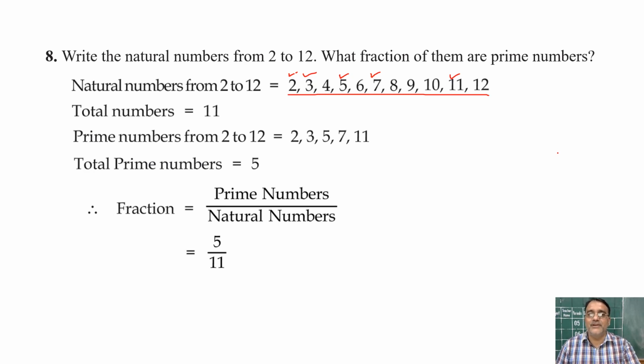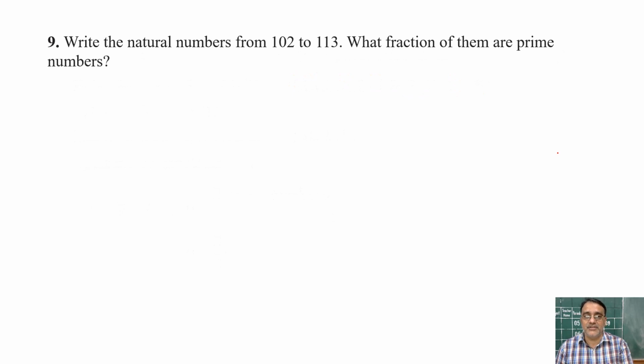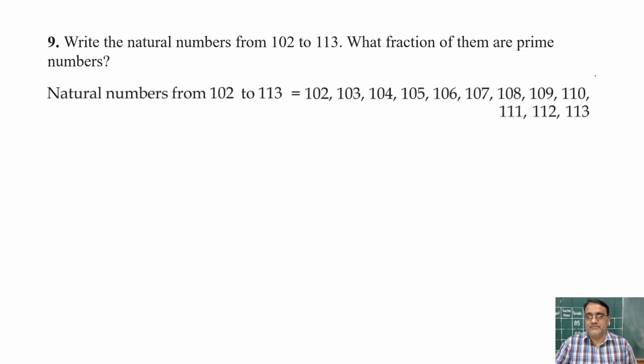Now we are moving towards the 9th question. Write the natural numbers from 102 to 113. What fraction of them are prime numbers? So from 102 to 113, see how many numbers in total there are. You can count: 1, 2, 3, 4, 5, 6, 7, 8, 9, 10, 11, 12. So total natural numbers are 12.